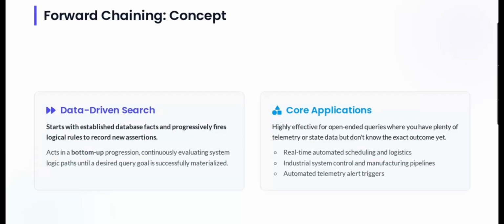Next is forward chaining. Think of it like a detective putting together clues at a crime scene. It is a bottom-up approach. You start with the basic facts you know right now, apply your rules, and keep discovering new information until you reach a final conclusion. It has many core applications, but we'll be talking about real-time automated scheduling and logistics, industrial system control and manufacturing pipelines, automated telemetry alert triggers.